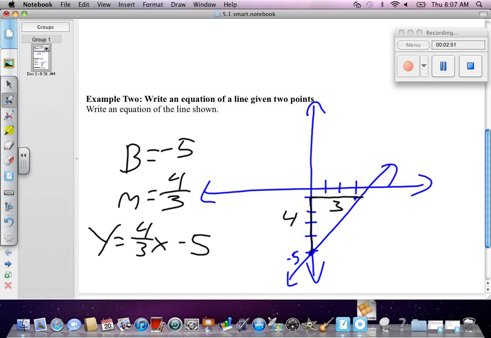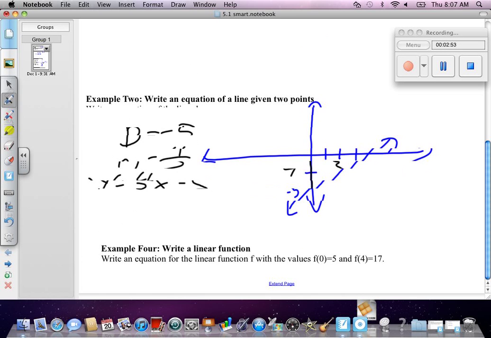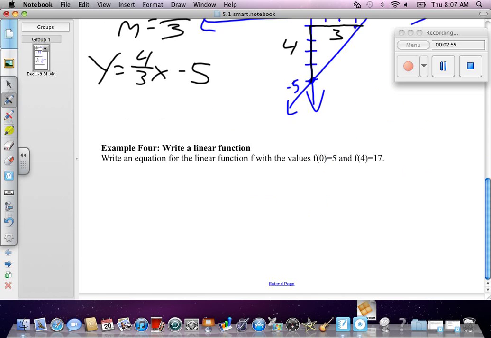Okay, example 4, which should really be example 3. I numbered it wrong. We've seen this stuff too. Write an equation for the linear function f with the values f(0) equals 5 and f(4) equals 17. That means that x is 0, y is 5, and x is 4, y is 17. We want a line that goes through those points.